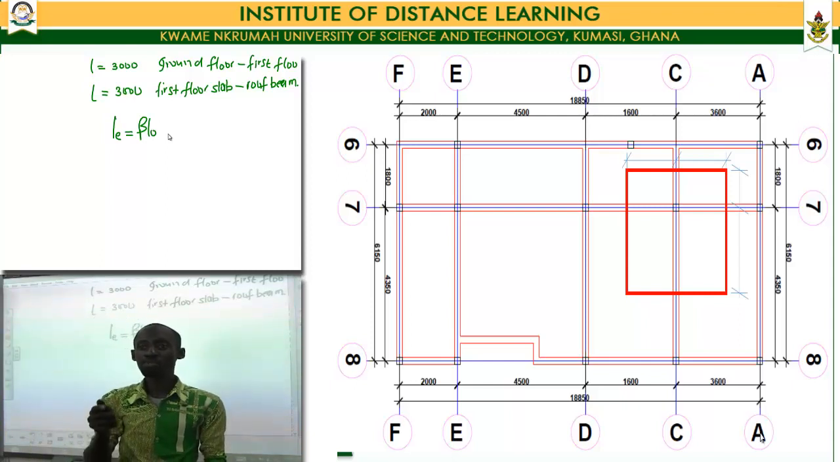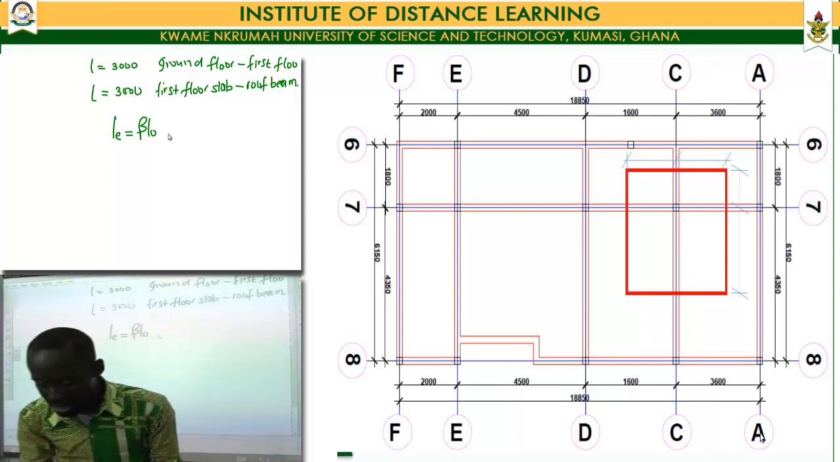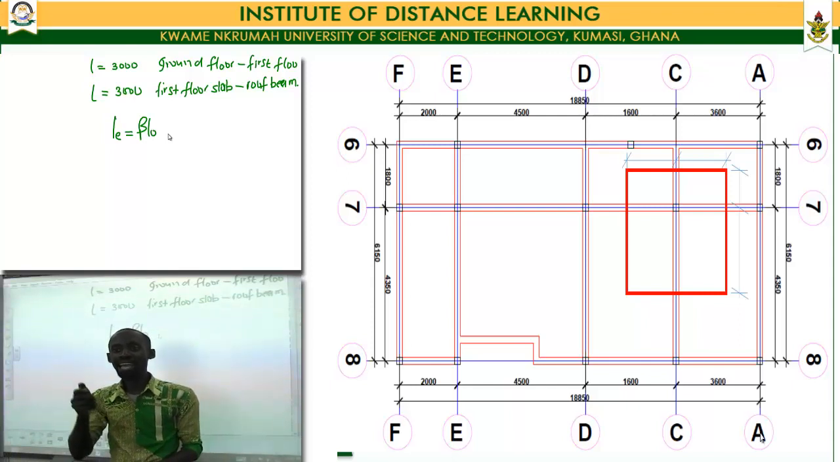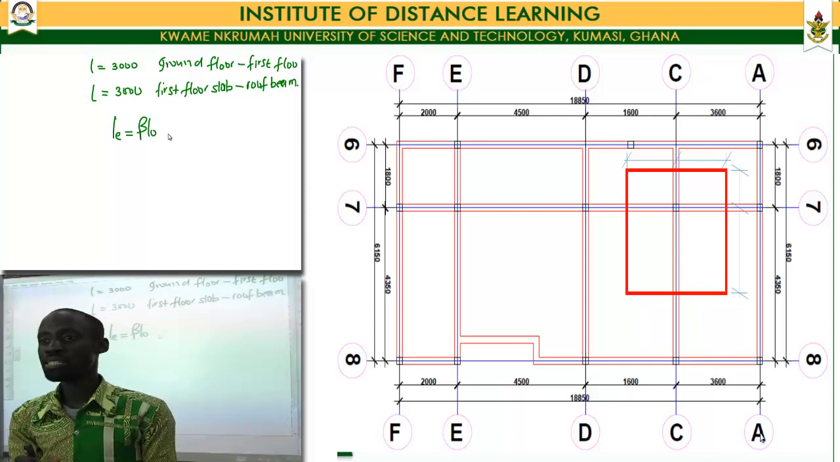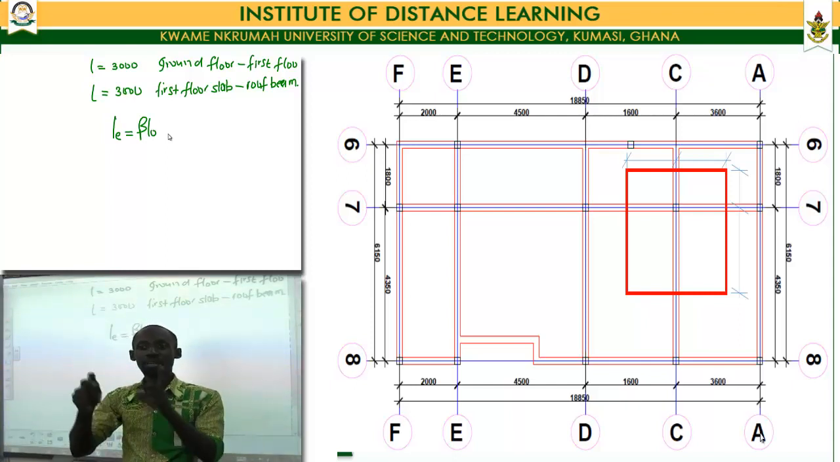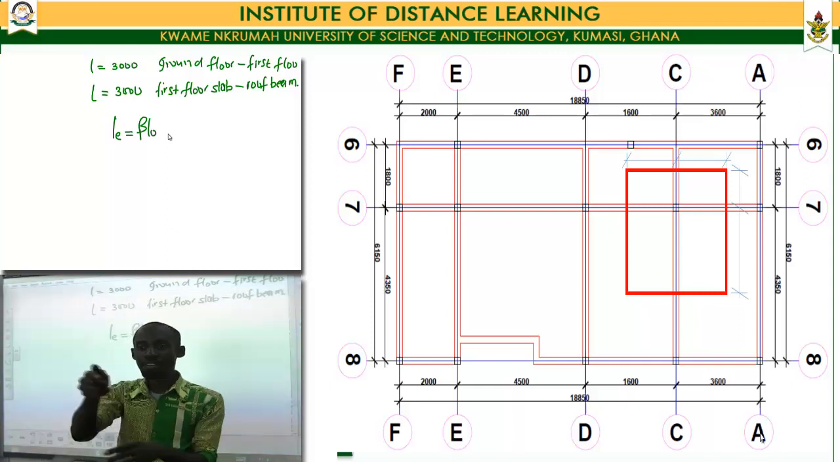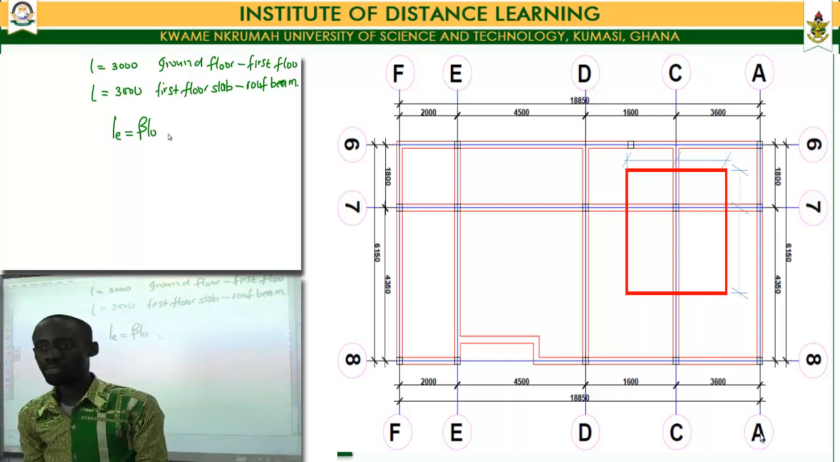So if we take between grid lines C and D, our column is supposed to carry half of the elements within that section. If we take between grid lines A and C, our column is supposed to carry half of the elements within that section. So it will carry half of the beams in that section, half of the slabs in that section, half of the roof in that section. Everything within that section would have to be resisted by our column C7.